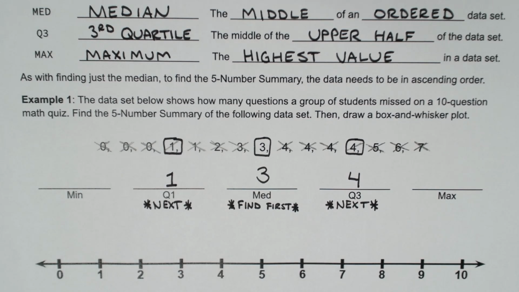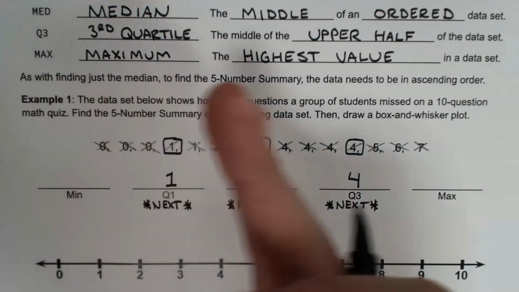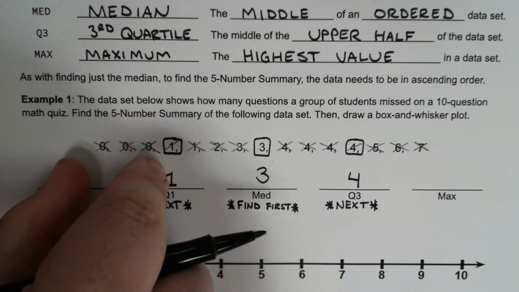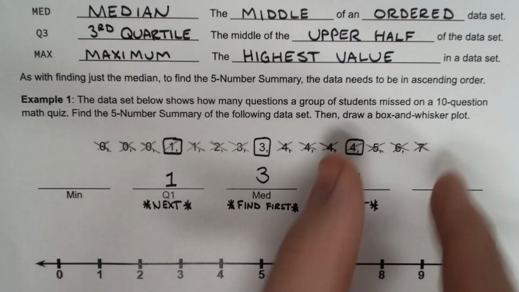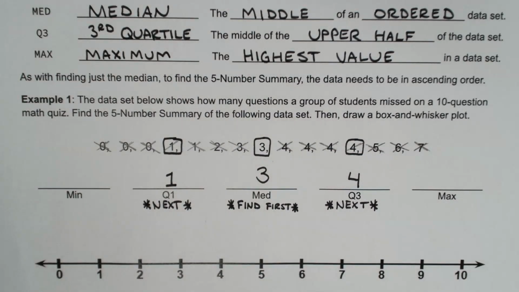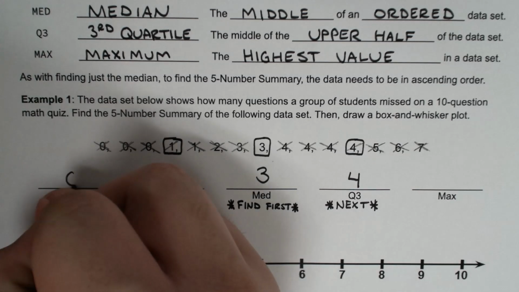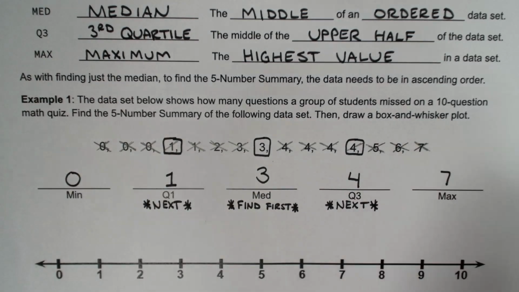So the big deal here, y'all, is that by finding the first and third quartiles and the middle, or median, I've cut this data into 4 equal-sized pieces. There's 3 pieces here, 3 here, 3 here, and 3 here. The minimum and the maximum, they're easy. The minimum is 0, it's the lowest number. The maximum is 7, it's the highest number. That's all you do to find those 5 numbers.